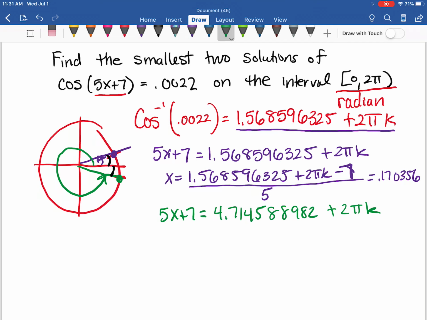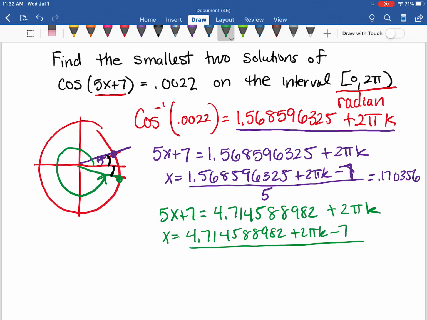Okay, now when I do the same thing with the green angle, I'm going to solve for x. I'm going to take 4.714588982 plus 2 pi k, subtract 7, and divide the whole thing by 5. And again, if I plug in k as 0, I'm going to end up with a negative number for my solution for x, which is a solution, but it doesn't fall on the interval they're asking us to find it on, from 0 to 2 pi. So then I'm going to try k as 1.